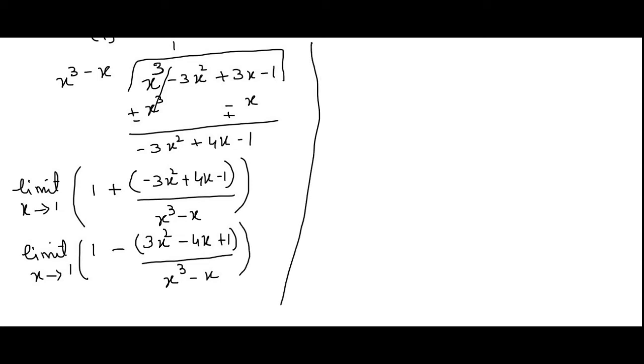Now limit x approaches 1, 1 minus, here we break the term, 3x square minus 3x minus x plus 1, and solve by factorization by grouping method.